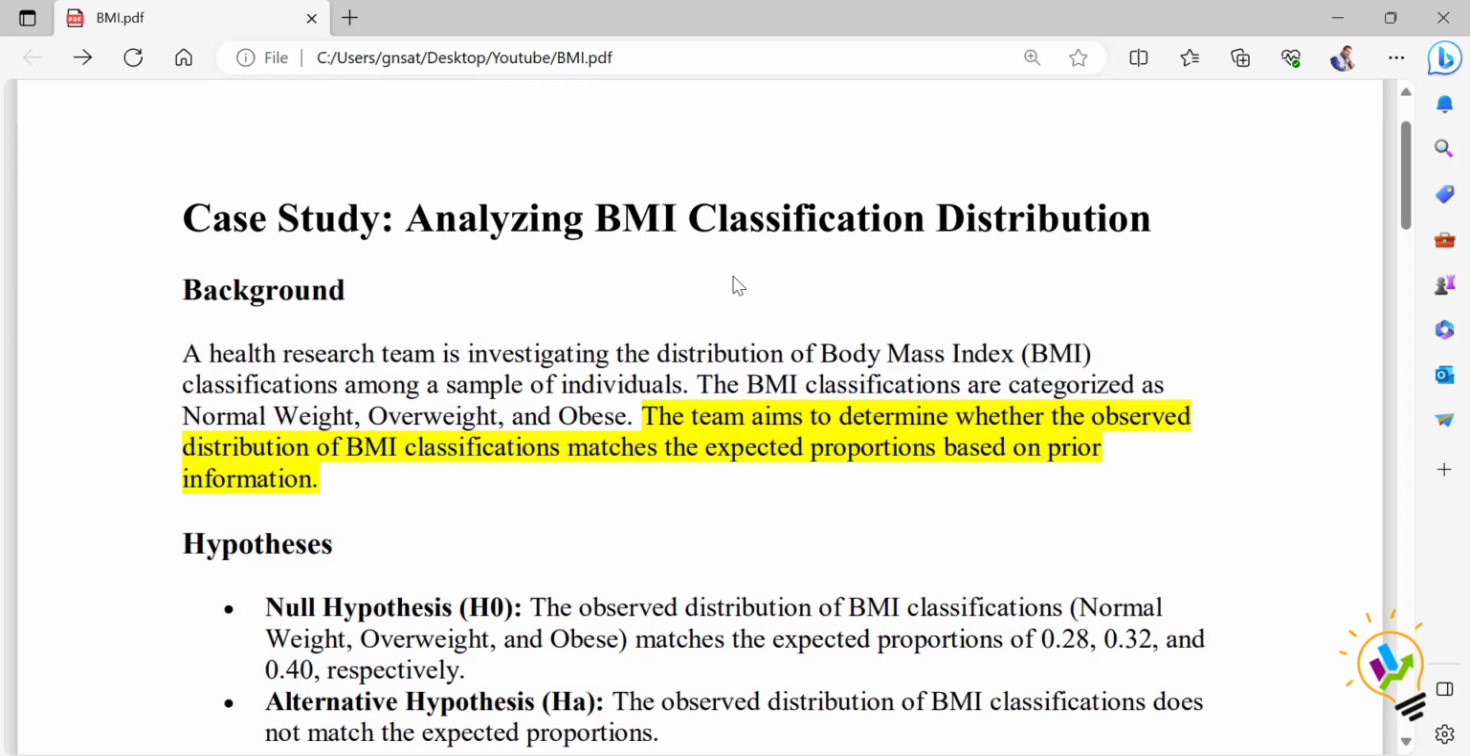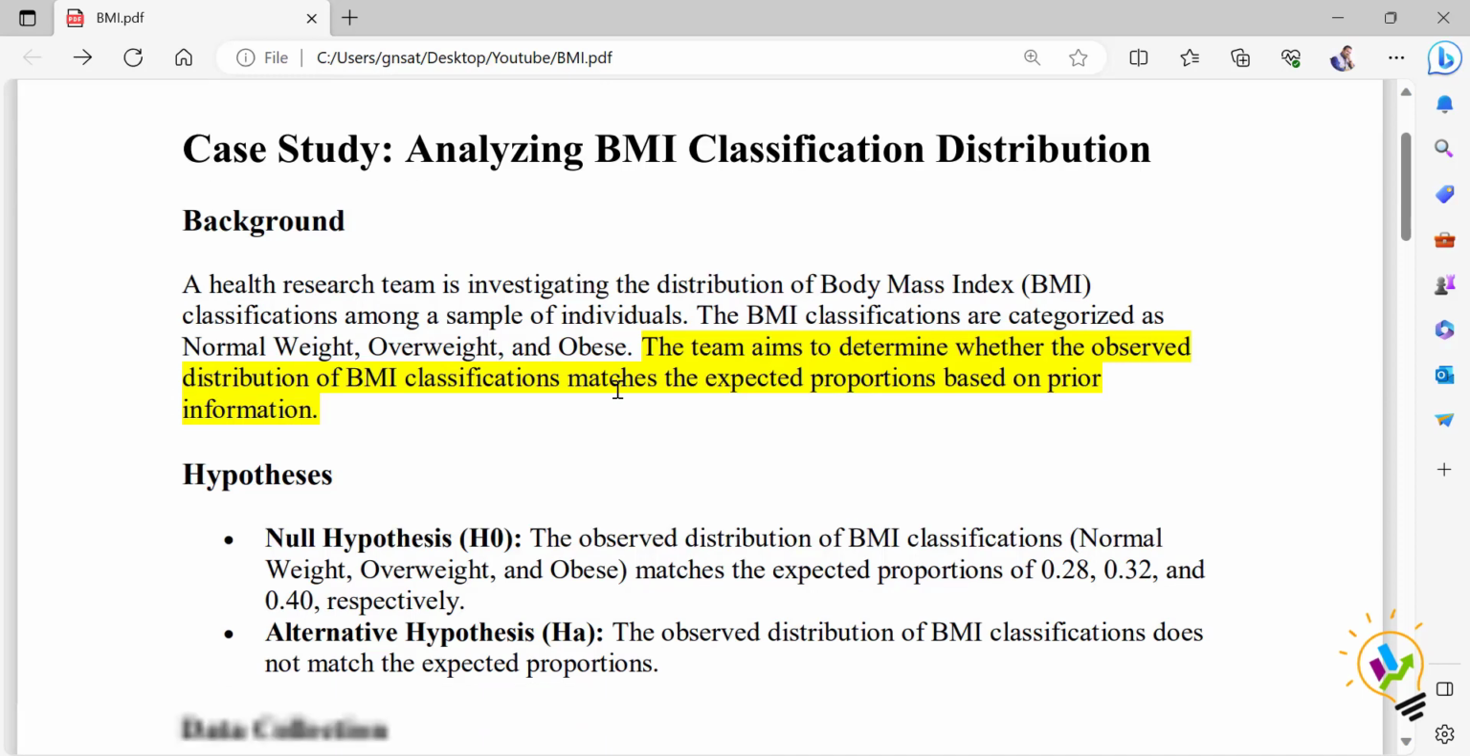Here we are going to analyze BMI, body mass index classification distribution. The background is that a health research team is investigating the distribution of body mass index classification among a sample of individuals. The BMI classifications are categorized as normal weight, overweight and obese. The team aims to determine whether the observed distribution of BMI classification matches the expected proportions based on prior information.